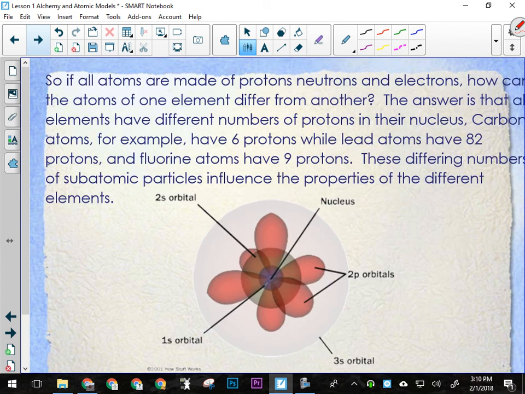All right, so all atoms are made of the same things: protons, neutrons, and electrons. What makes them different is how many protons, basically just protons, they have. All right, so carbon atoms have 6 protons, while lead atoms have 82. Right? Their atoms are considerably different. This is also why lead's very heavy and carbon's very light.